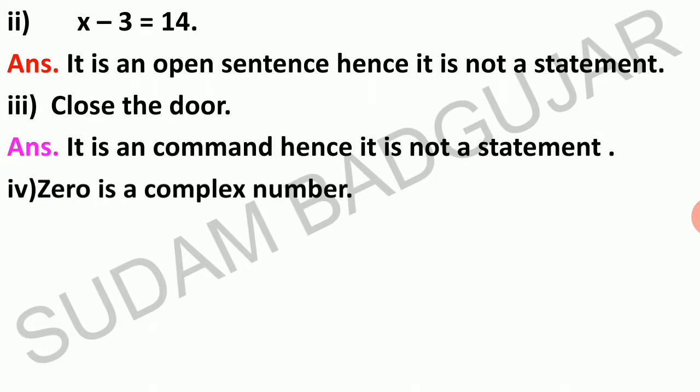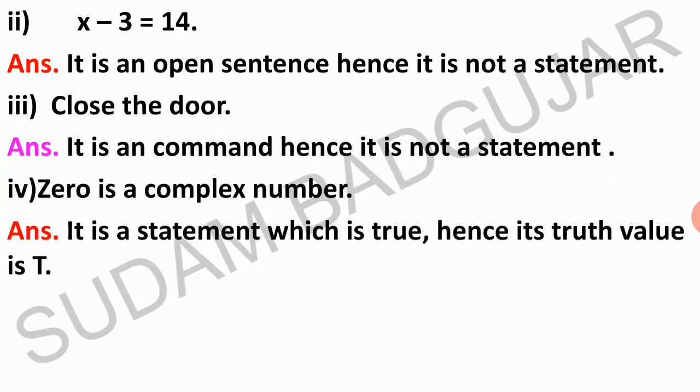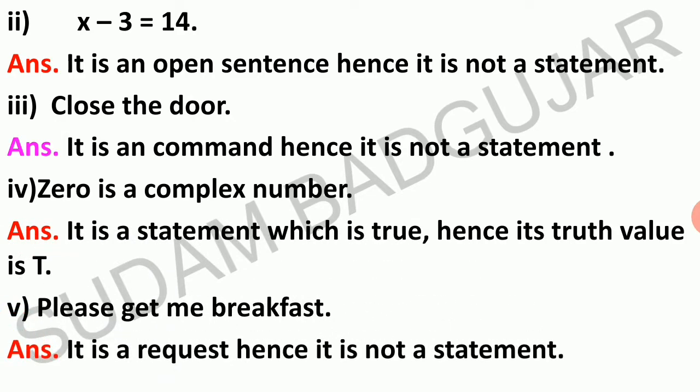Now the next one is, 0 is a complex number. Yes, it is a statement and it is true. Hence its truth value is T. Question number 5. Please get me breakfast. This is not a statement. It is a request type of sentence. Hence it is not a statement.